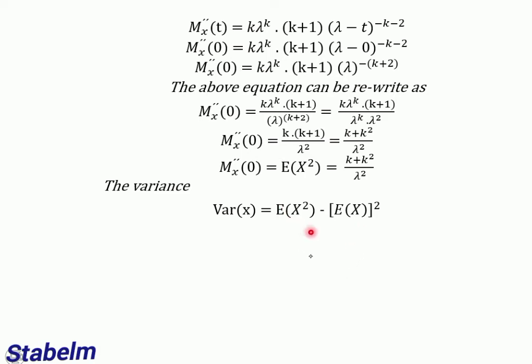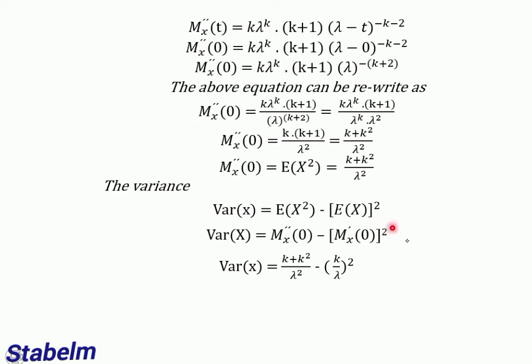Now our E of X squared is k plus k raised to the power 2 divided by lambda squared. So we'll substitute this into the variance equation, and we can also write it in terms of derivatives: the variance of S equals M double prime of X at 0 minus M prime of X at 0 raised to the power of 2. This will give us the variance of S equals k plus k raised to the power 2 divided by lambda raised to the power 2, minus k divided by lambda, everything raised to the power of 2.